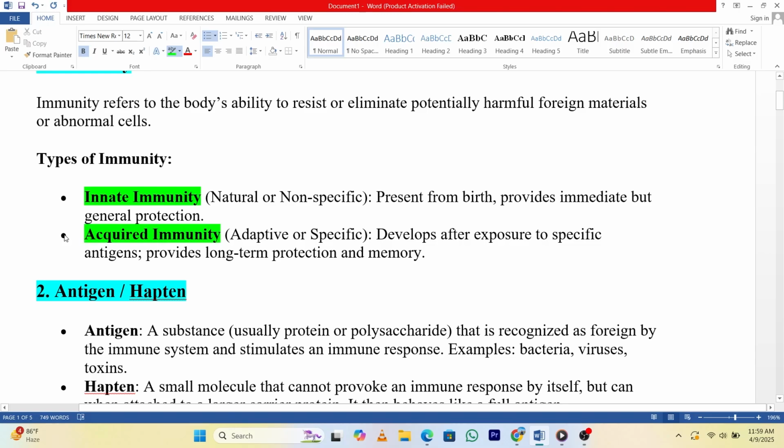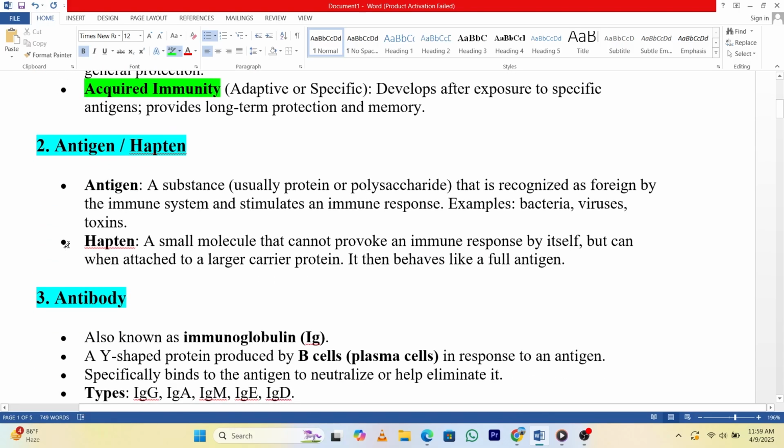2. Antigen/hapten. Antigen: a substance, usually protein or polysaccharide, that is recognized as foreign by the immune system and stimulates an immune response. Examples: bacteria, viruses, toxins. Hapten: a small molecule that cannot provoke an immune response by itself, but can when attached to a larger carrier protein. It then behaves like a full antigen.